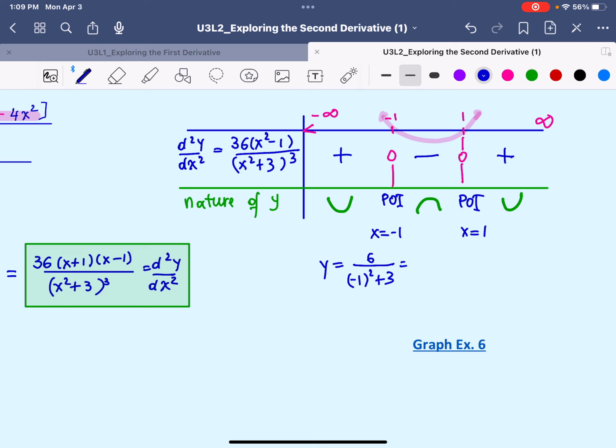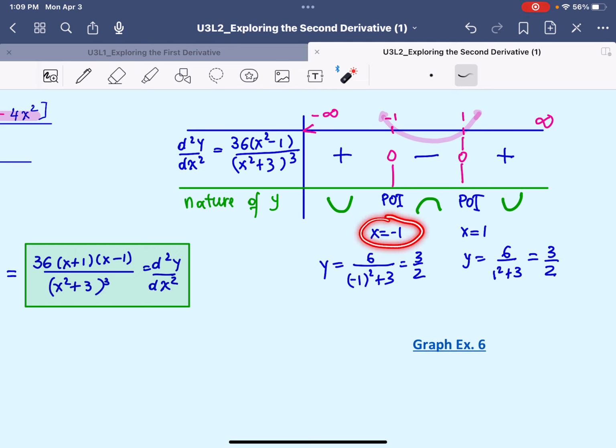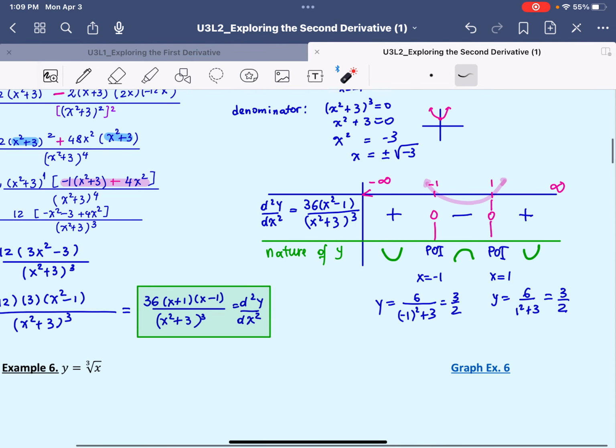So we have y equals 6 over 1 squared plus 3, which is 6/4 or 3/2 here. Again, it's going to be 6/4 or 3/2. So the points of inflection will be at x equals -1, y equals 3/2, and x equals +1, y equals 3/2. And what this tells us in the meantime is that at two opposite x values, we found the same y values, so there is a high chance that this function will have even symmetry.